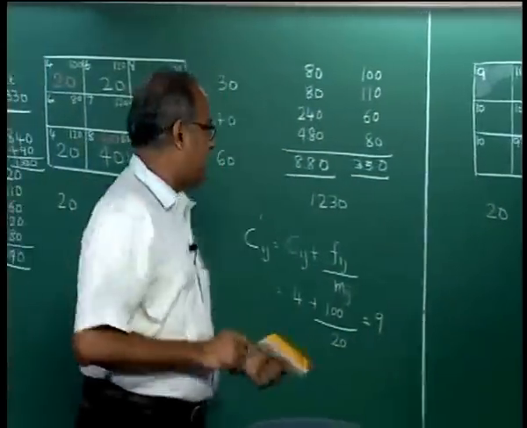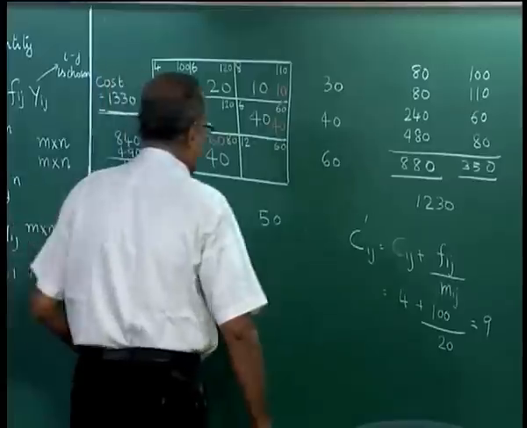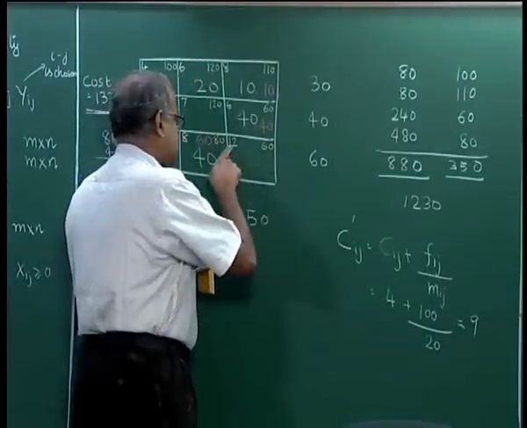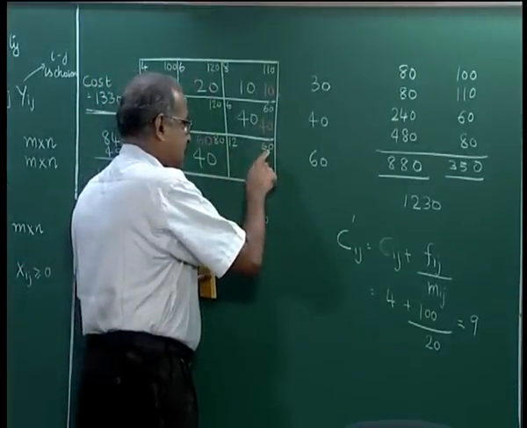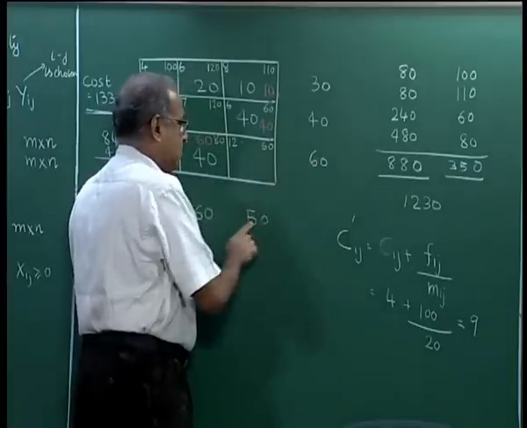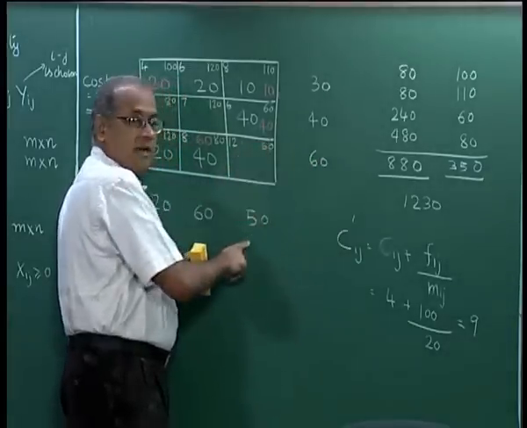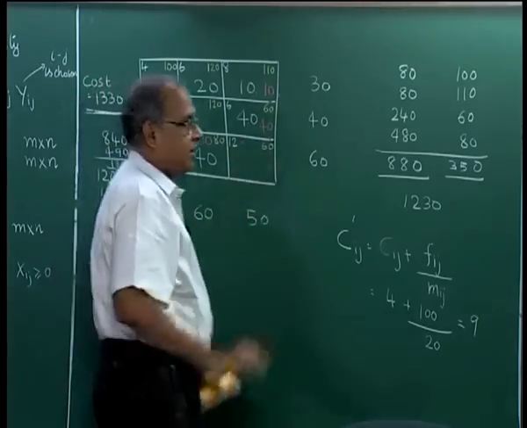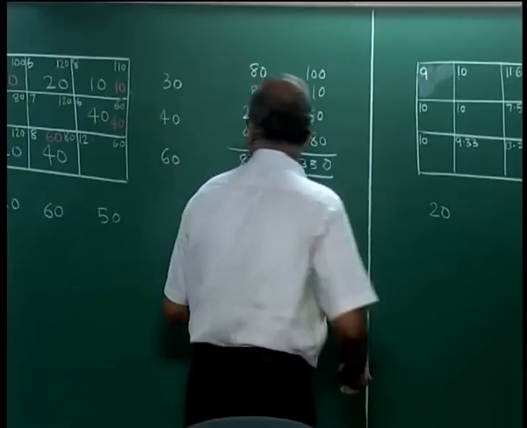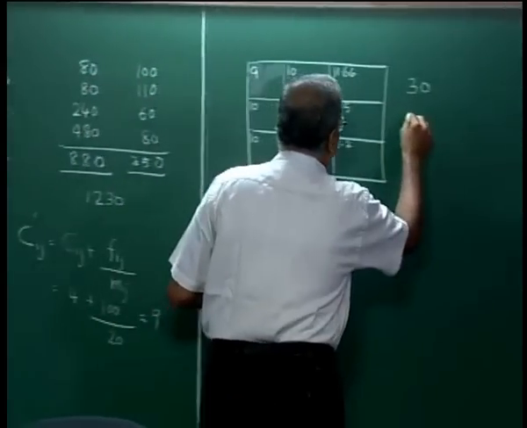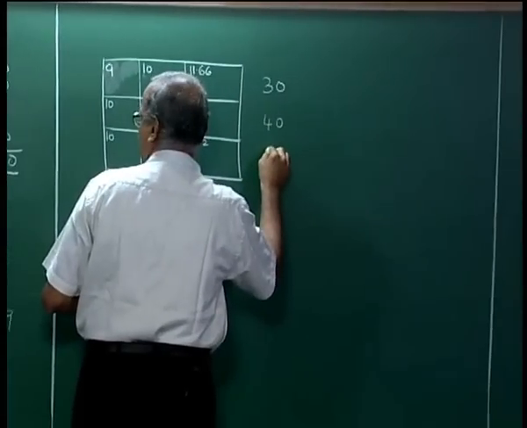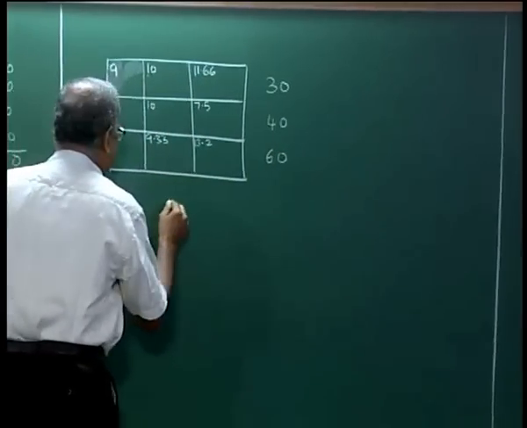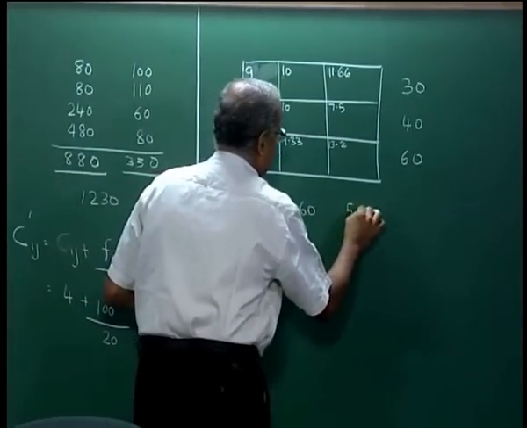So, let me again explain this 13.2. The 13.2 would come as 12 plus 60 divided by the minimum of these two. So 12 plus 60 by 50, 12 plus 1.2, which is 13.2. Now we can solve a transportation problem with 30, 40 and 60 and 20, 60 and 50.